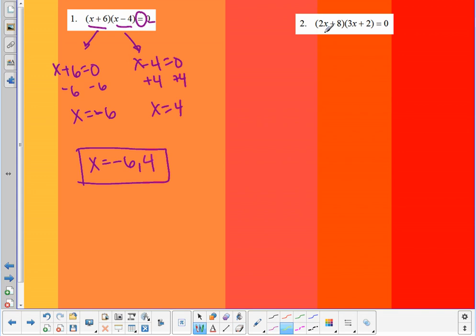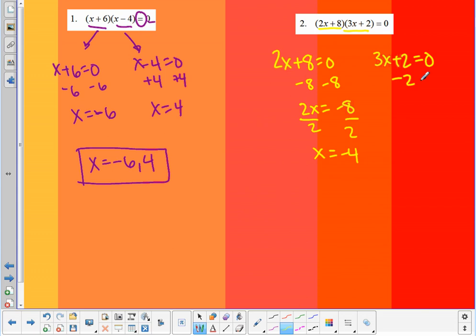In number 2, here's a factor, they both get set equal to 0. 2x plus 8 equals 0, and 3x plus 2 equals 0. And then we solve that just like we would solve any other normal equation. Subtract the 8, I have 2x equals negative 8, and divide by 2. So I get x is equal to negative 4. Over here, subtract the 2, and I get 3x is equal to 0 minus 2, which is negative 2, and divide by 3, and I get x is equal to negative 2/3.